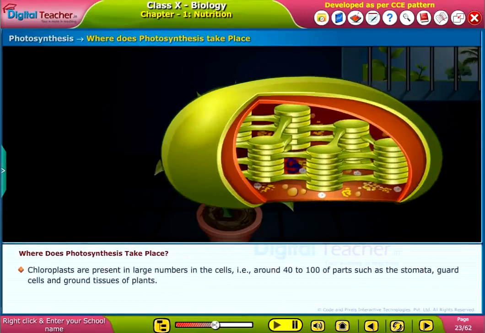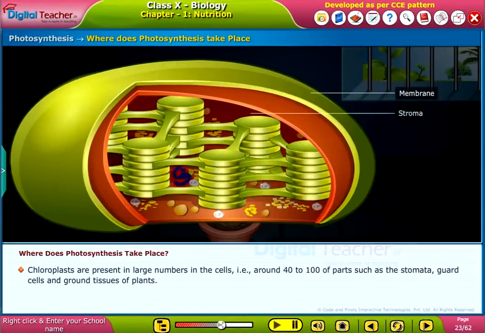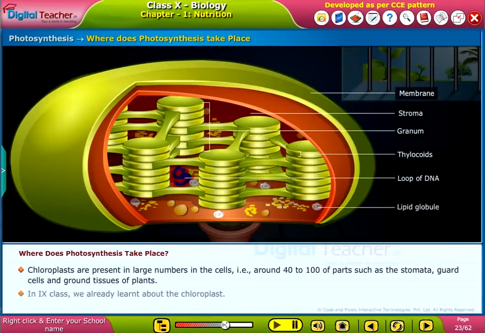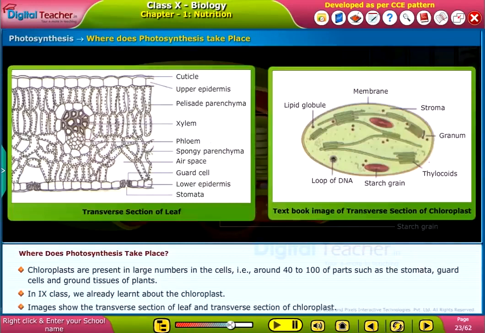Chloroplasts are present in large numbers in the cells, around 40 to 100, in parts such as the stomata, guard cells and ground tissues of plants. In 9th class, we already learnt about the chloroplast. The transverse sections of leaf and chloroplast are shown on screen.